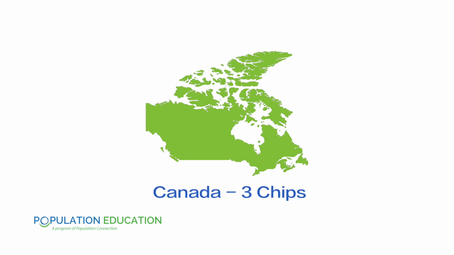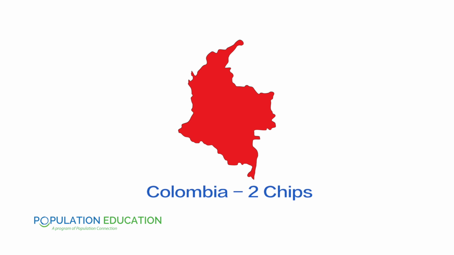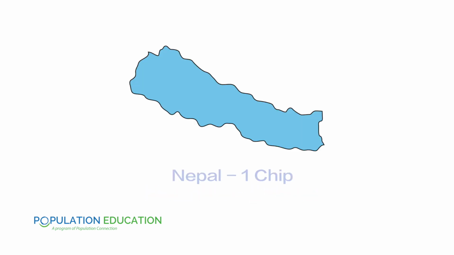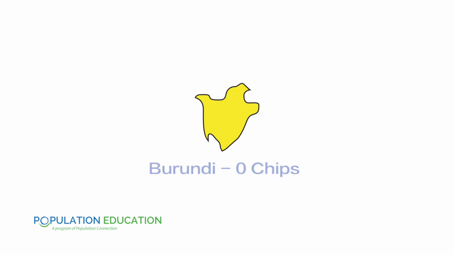Canada is an example of a country that falls into a group with 3 chips. Colombia is an example of a country that falls into the group with 2 chips. Nepal is an example of a country that falls into a group with 1 chip. And Burundi is an example of a country that falls into a group with no chips.